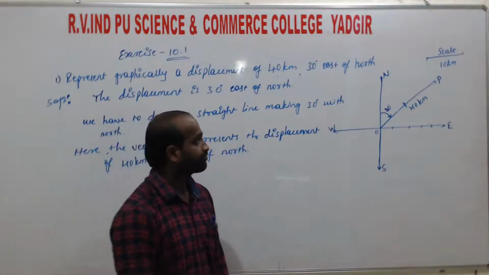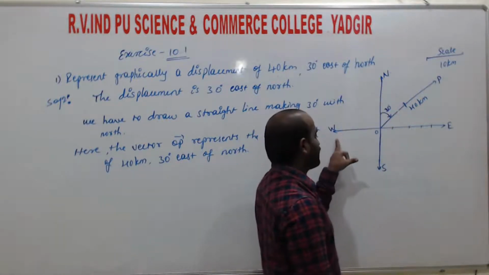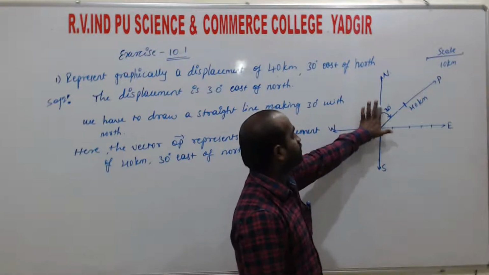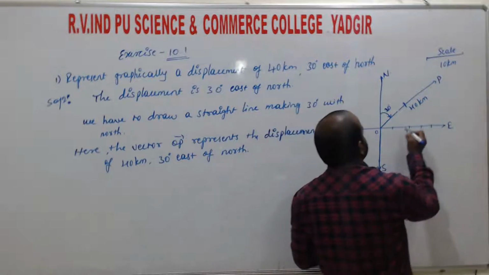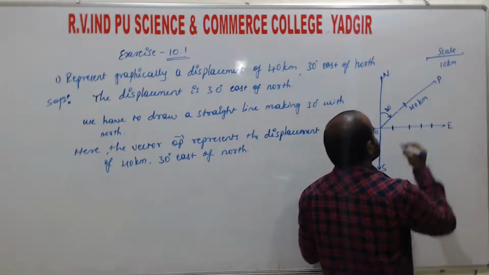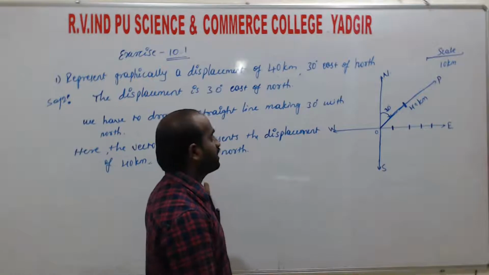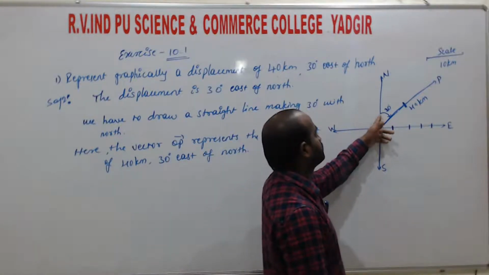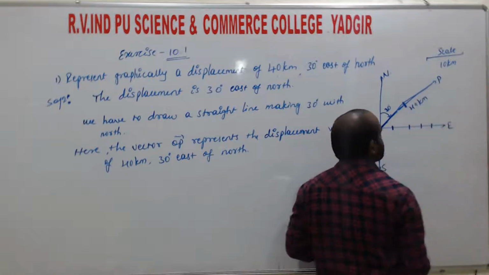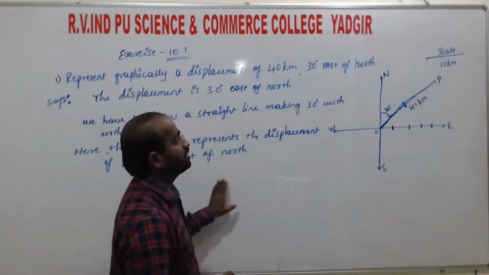Okay, first we have to draw this graphically: east, north, west, south. First, the displacement is what? 30 degree east of north. Now taking scale 10 kilometer, 10, 20, 40, approximately. Next we have to draw a straight line, making a 30 degree with north. Now we have to mention the vector OP represents the displacement of 40 kilometer 30 degree east of north. Okay, this is the solution.